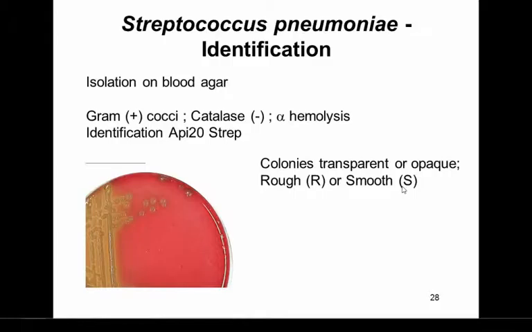So what does this remind you of? What should you all think about right now? Rough, smooth, Streptococcus pneumoniae, molecular biology. Very, very old historical experiment. Griffith and Avery. Does this ring any bells here? No? Nobody at all?